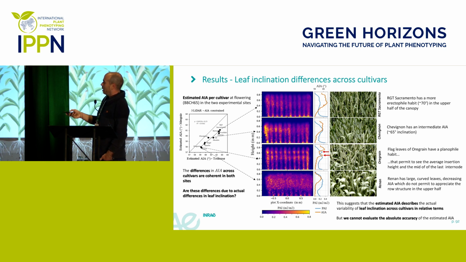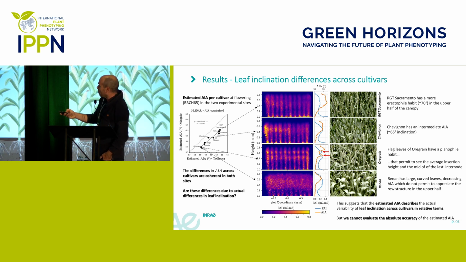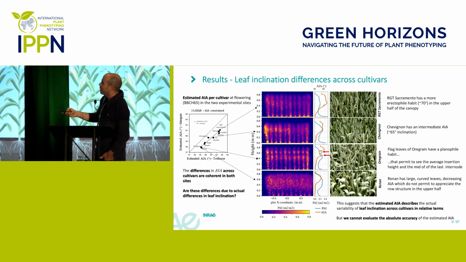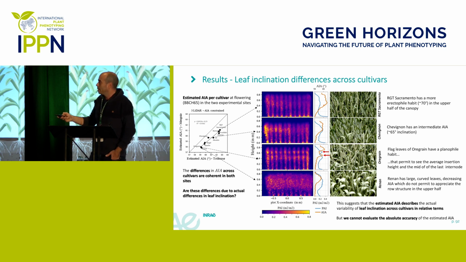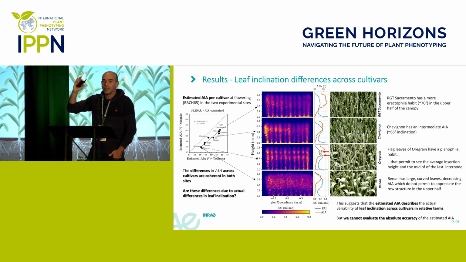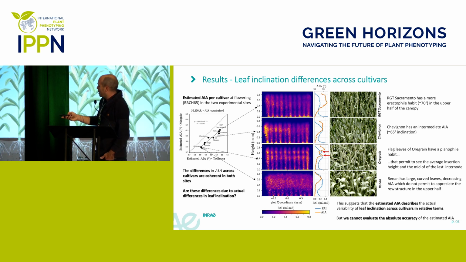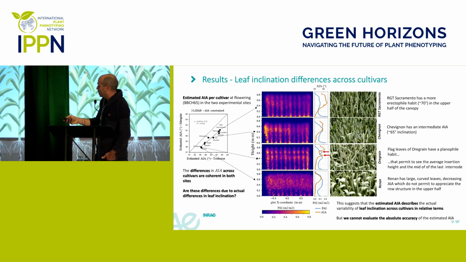And these are RGB photographs that are taken simultaneously to the point cloud, because the measurement head is also equipped with an RGB camera. What we can see is, for instance, this Sacramento cultivar. We see clearly that it has a very erectophile habit, and the estimation of the ALA says that we are at about 70 degrees inclination in the upper side of the canopy. Chevignon has a kind of intermediate average leaf angle, so it's more or less compared to Sacramento what we observe here.